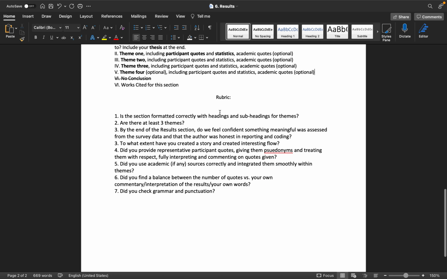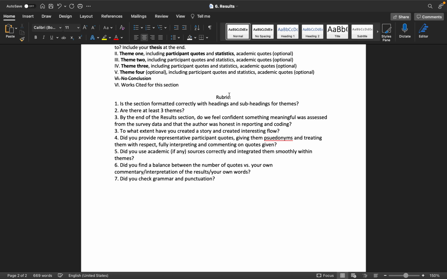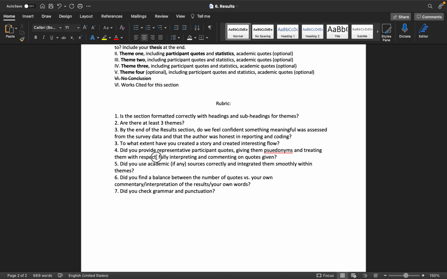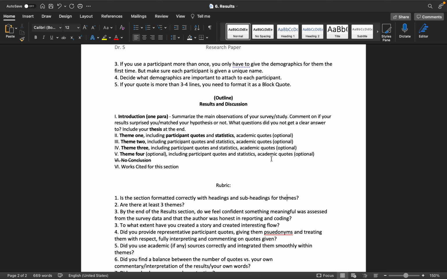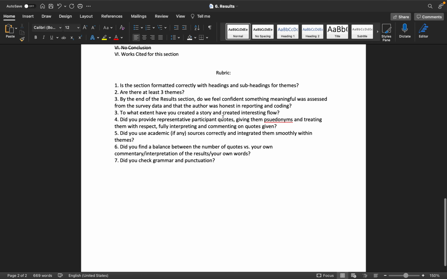So here's a little rubric that you can look at to check yourself. Is this section formatted correctly with headings and subheadings for themes? Do we have subheadings? No, we don't, not for this one, I don't think. So are there at least 3 themes? There should be. You should be able to have 3 areas of interest and knowledge that you're extracting from your study, unless your survey just didn't end up being that helpful.